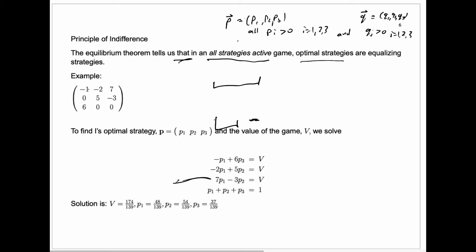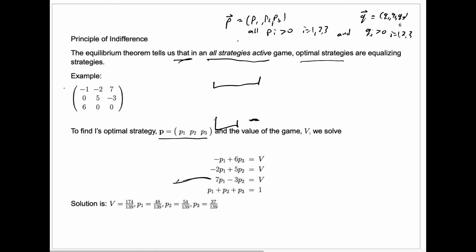How would we find the optimal strategies? Well, we find them by just saying, let's look for equalizing strategies. We want to find this optimal strategy P for player 1 by making it an equalizing strategy. Well, what does that mean?